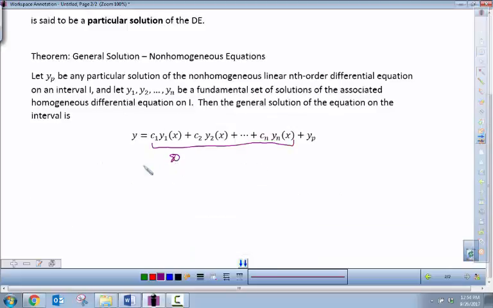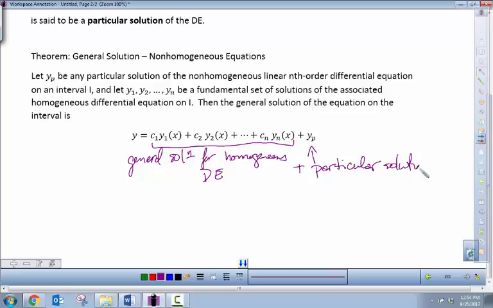This is your general solution. General solution for the homogeneous, and then you add on your particular solution. And all of a sudden you have a general solution to your non-homogeneous differential equation. Okay?